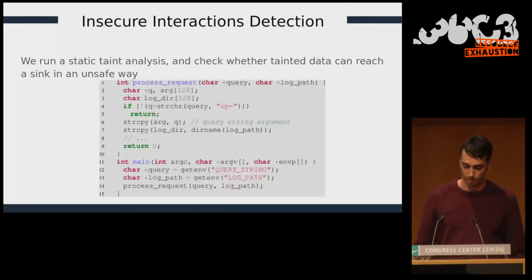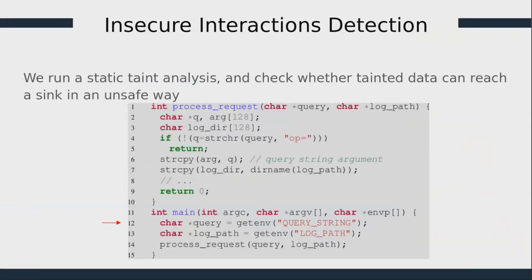Let's see an example again. Here, we know that our query variable is tainted and unconstrained. Then we follow the taint in the function process request, which we see will eventually copy the data from Q to arg. Now we see that arg is 128 bytes long, while Q is unconstrained, and therefore we generate an alert here.